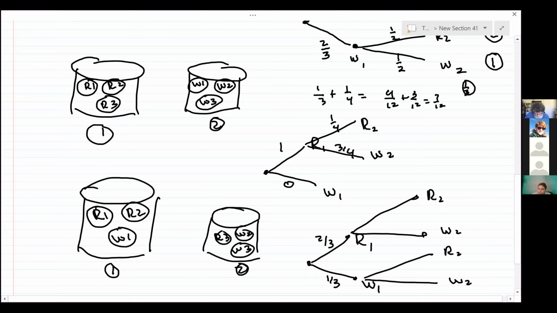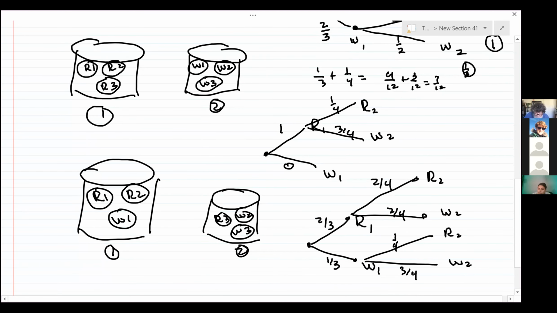So if you pick the red ball and you put it in here, the chance of getting another red ball from this would be 2 out of 4. The chance of getting a white one would be 2 out of 4. On the other hand, if you pick the white ball and put it in here, then the chance of getting a red would be 1 out of 4. And the chance of getting a white one would be 3 out of 4. Okay. So if we switch a red for a red, we're back to where we started. So that would be going back to state 2.